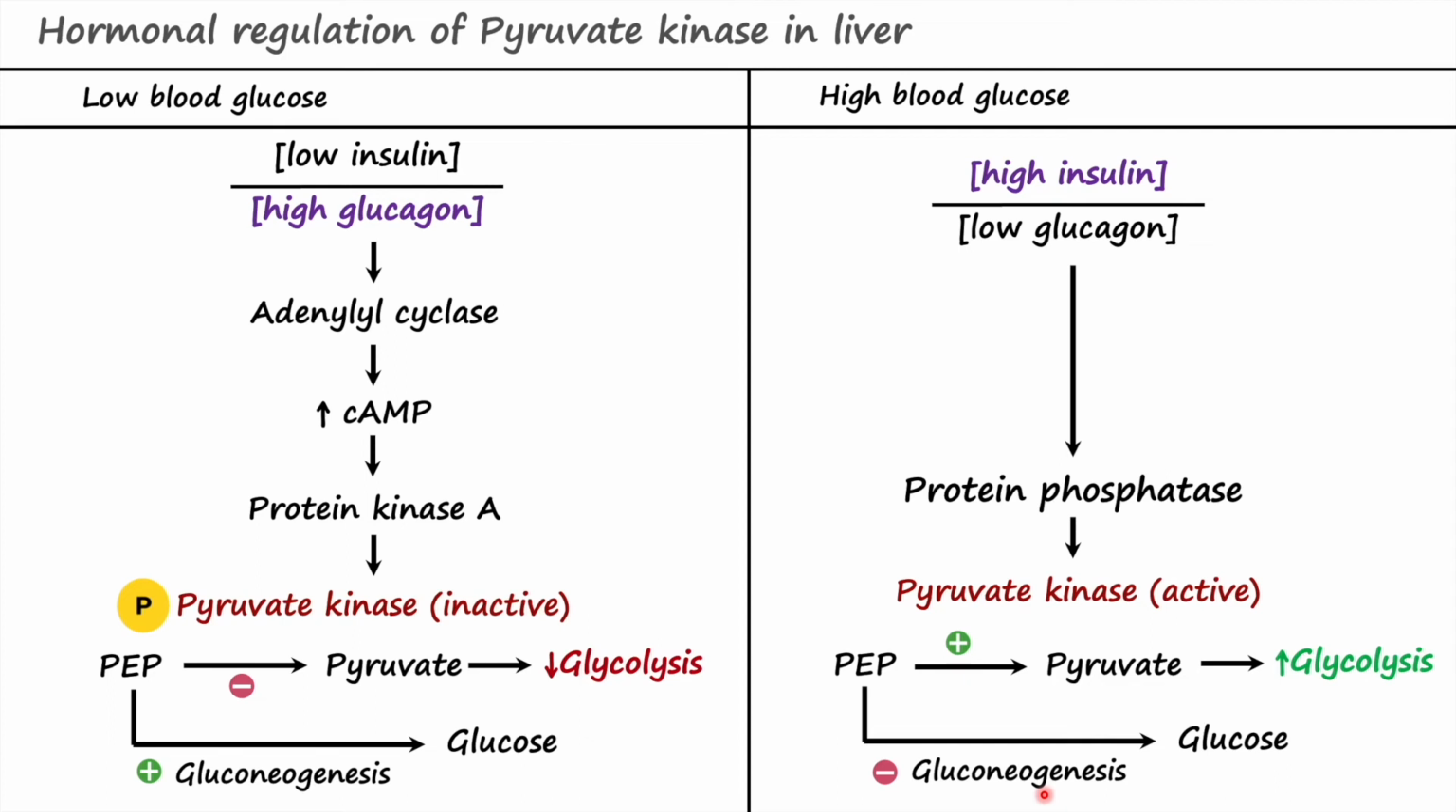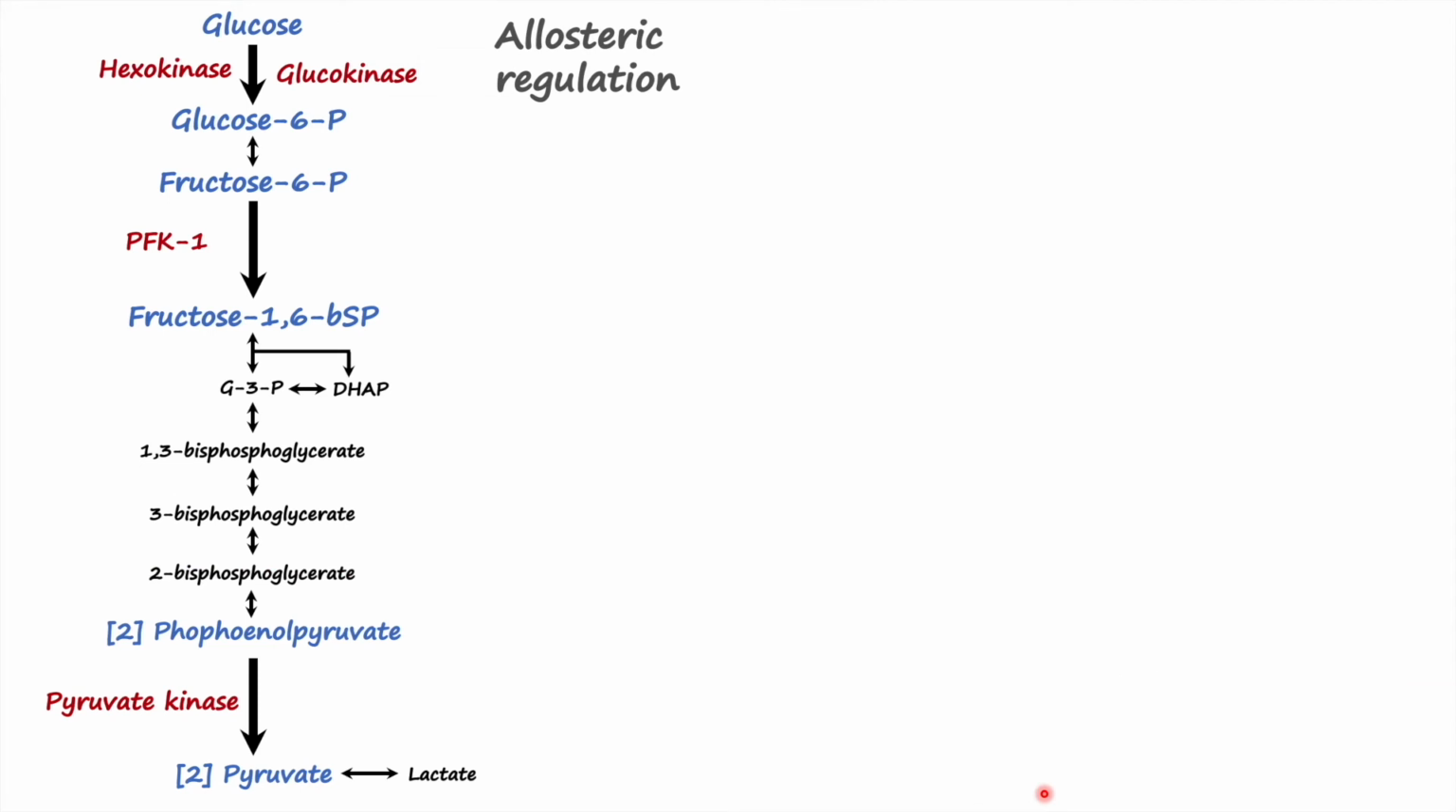So now I just want to quickly review the allosteric and hormonal regulation of the glycolysis pathway. So let's first talk about the allosteric regulation. Here we know that the hexokinase enzyme is allosterically inhibited by its product glucose 6-phosphate, and it is allosterically activated by its substrate glucose. On the other hand, glucokinase is allosterically inhibited by fructose 6-phosphate, and it is activated by glucose, which is similar to the hexokinase enzyme.